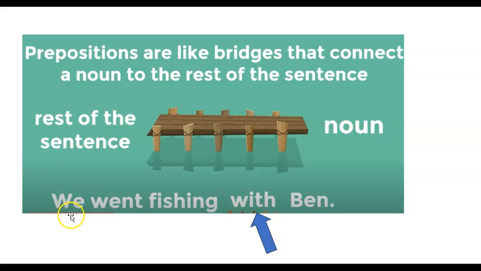So here we have the sentence, we went fishing with Ben. With is going to be my preposition. Okay, what is it connecting? Think about with as my bridge. That's my preposition. Ben right here, this is my noun. And it's connecting Ben with the rest of the sentence over here, we went fishing. We want to connect those two. So with Ben would be an example of a prepositional phrase.